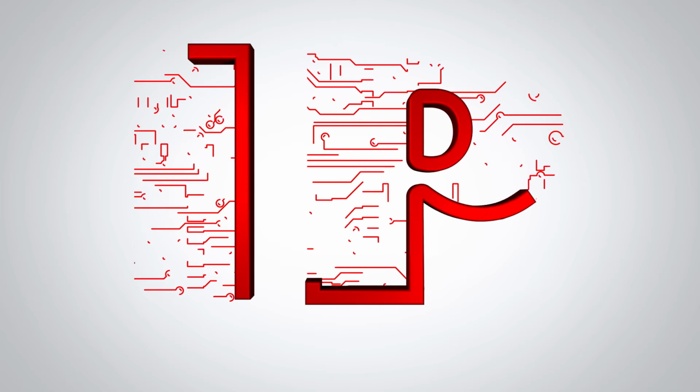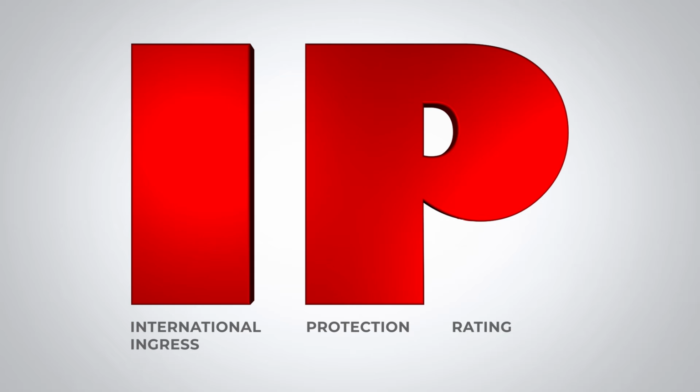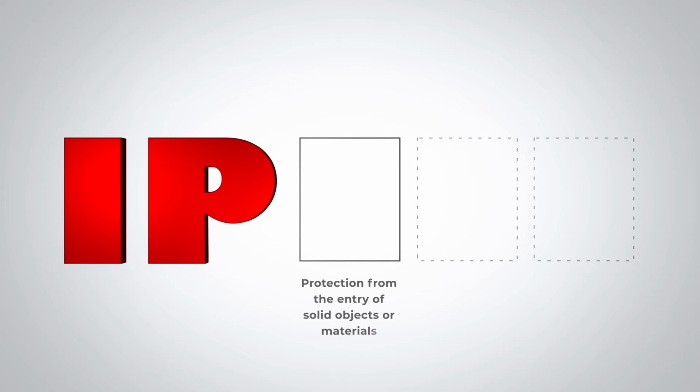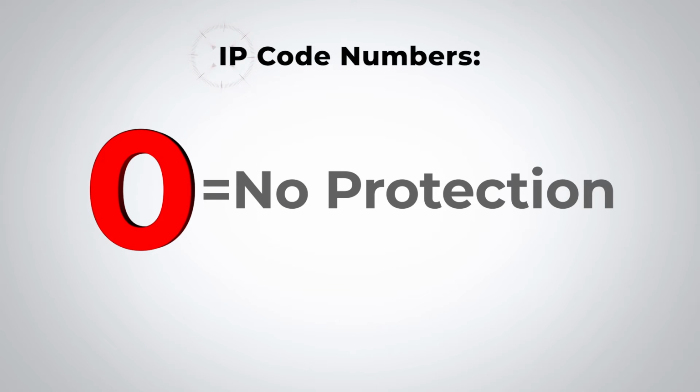The code consists of the letters IP, which stands for International Protection Rating or Ingress Protection Rating, followed by 2 digits and an optional letter. The first number indicates protection from entry of solid objects or materials. This is what each number means. 0 means no protection.